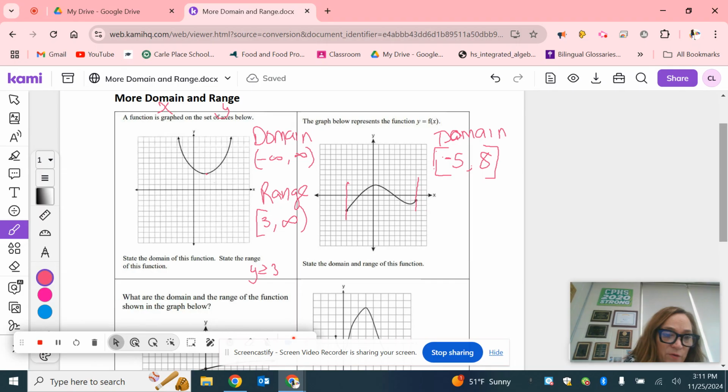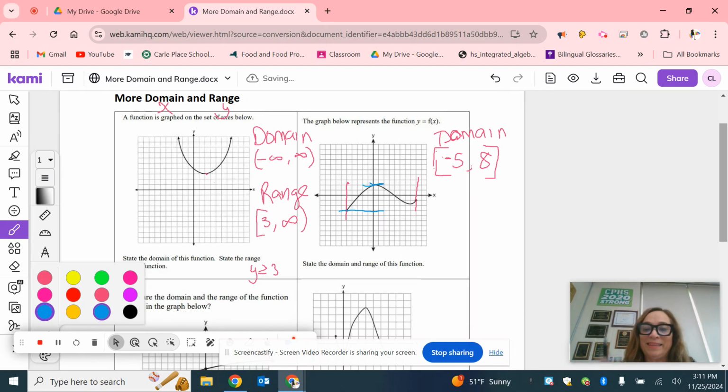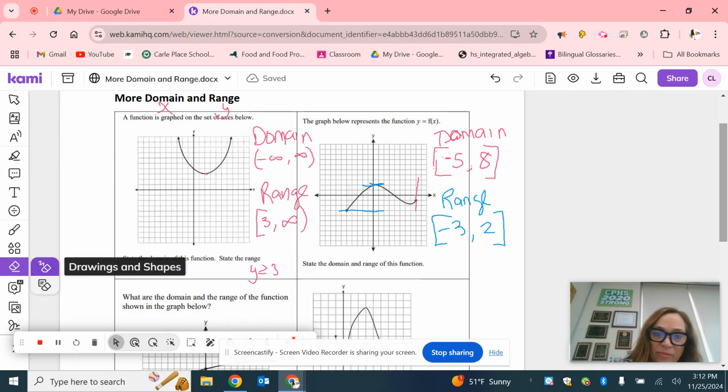Now range, I'm going to go to blue, so that might help you guys. All right, so this is range. That's the lowest it goes, and this little bump right here, or that turning point, that's the highest it goes. So the lowest it goes looks like negative 3, and the highest it goes is positive 2. Okay, and I'm just going to erase the marks I made so that I can double check, because it's really hard to see when you have those marks there. Yeah, so they're both closed circles, so the square brackets are right.